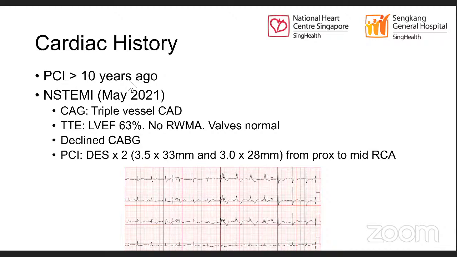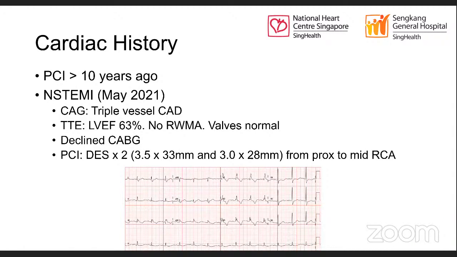He's got a previous history of PCI over 10 years ago, with no records on our electronic system. And he presented early in May with NSTEMI, chest pain, and raised cardiac enzymes. Coronary angiography then showed triple vessel disease. 2D echo showed a normal EF of 63%. He declined CABG.